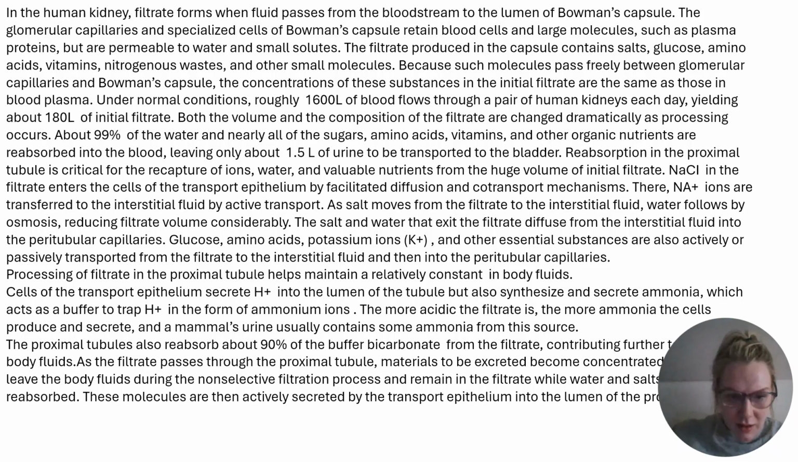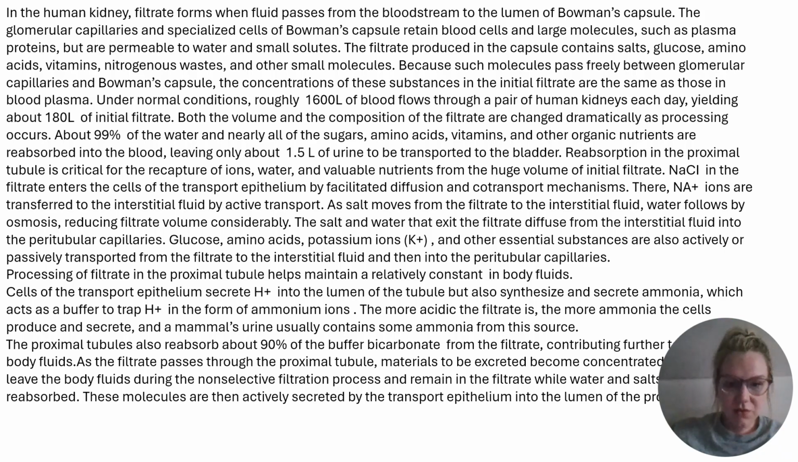In the human kidney, filtrate forms when the fluid passes from the bloodstream into the lumen of the Bowman's capsule. The glomerular capillaries and specialized cells of the Bowman's capsule retain blood cells and large molecules such as plasma proteins, but they are permeable to water and small solutes. The filtrate produced in the capsule contains salt, glucose, amino acids, vitamins, nitrogenous waste, and other molecules. Because such molecules pass freely between the glomerular capillaries and Bowman's capsule, the concentration of these solutes in the initial filtrate is the same as in blood plasma.